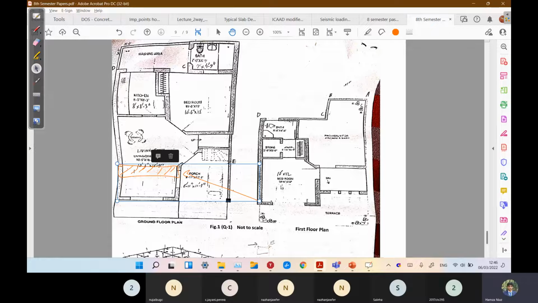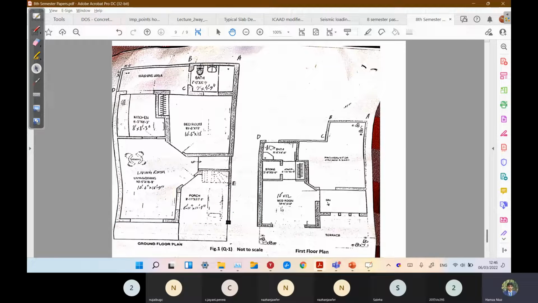Okay, so the structure scheme would be like this. Then B1 we would require here like this. B2 due to these walls, like this here, and B3 we are showing around this whole stair void here. So B3 would be like this. Okay, only three beams are required.